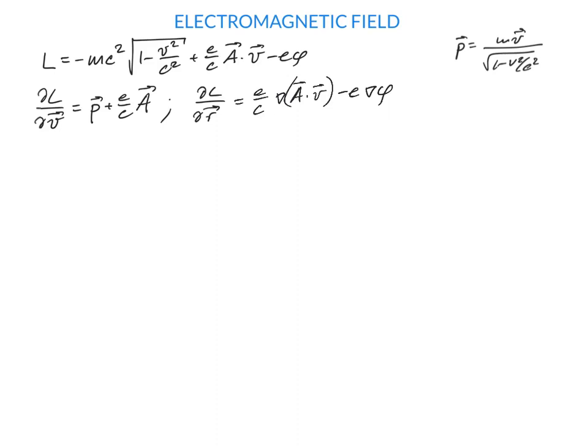Now, what should we do with this gradient of A dot v? Notice that this derivative is a partial derivative, in the sense that r dot, or the velocity of the particle, is held constant while we take this derivative. This is how the Euler-Lagrange equations are derived. So here only A is differentiated with r.